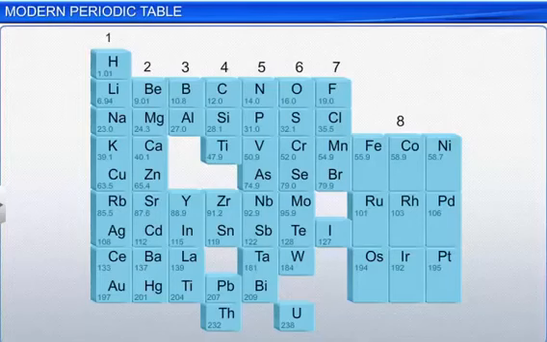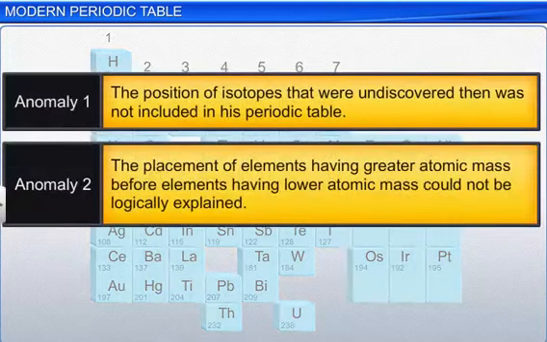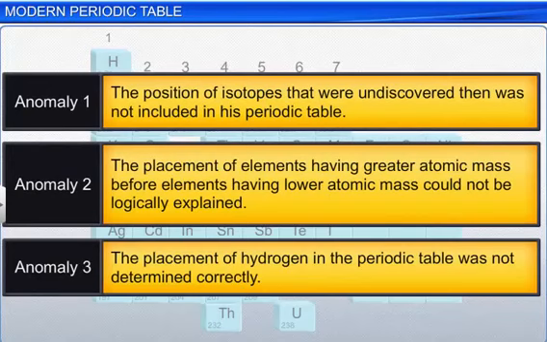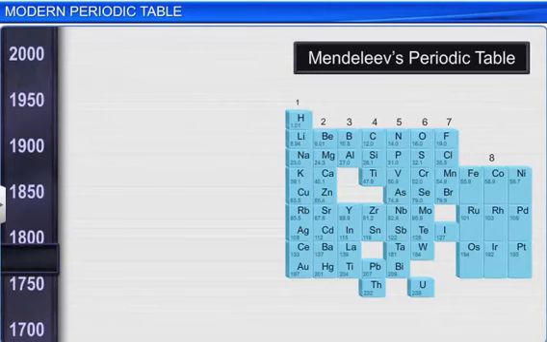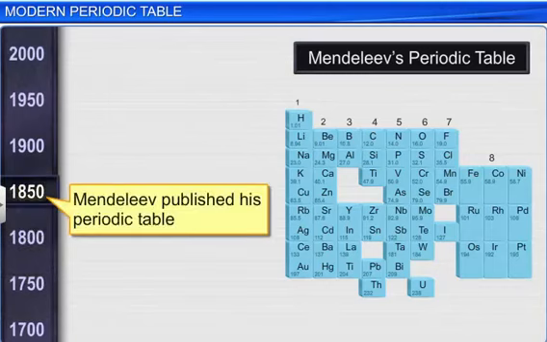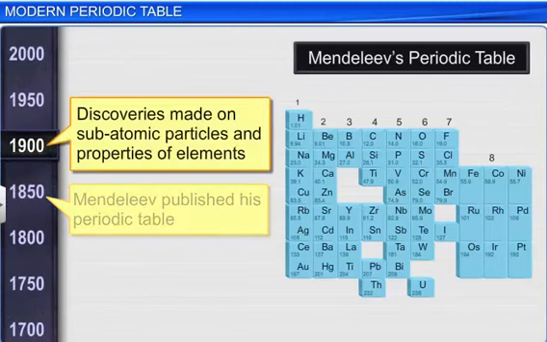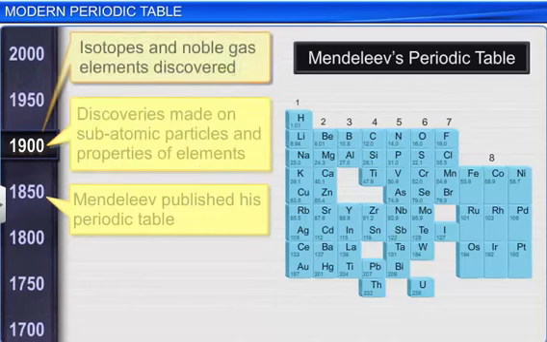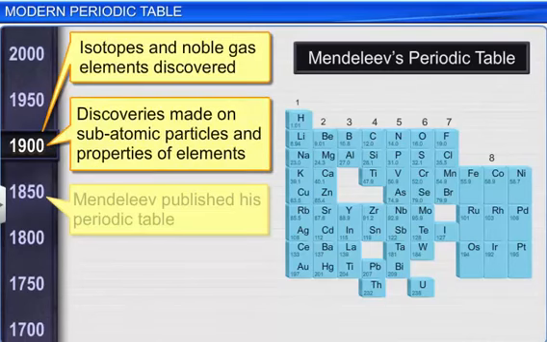You have already learned that the anomalies in Mendeleev's periodic table paved way for the development of the modern periodic table. Mendeleev's periodic table was developed at a time when the internal structure of atoms was unknown. Discovery of subatomic particles and their properties took place at the start of 20th century. Isotopes and noble gas elements were also discovered around the same period. These discoveries warranted improvements in Mendeleev's periodic table.